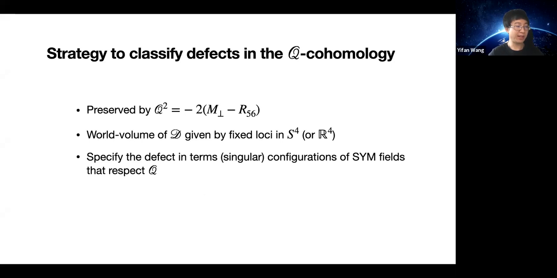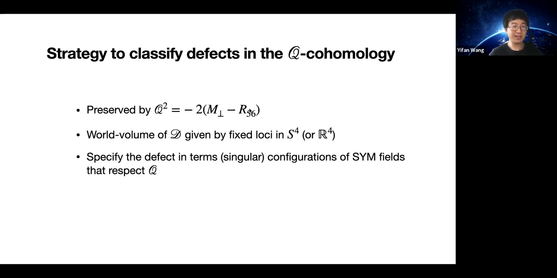So correspondingly, you should preserve this subalgebra SU(1|1)/4, and that's generated by Q. In particular, the square of Q, which involves this transverse rotation, as well as some R-symmetry rotation. For simplicity, let's focus on the case where this defect is actually a singlet under the R-symmetry rotation.